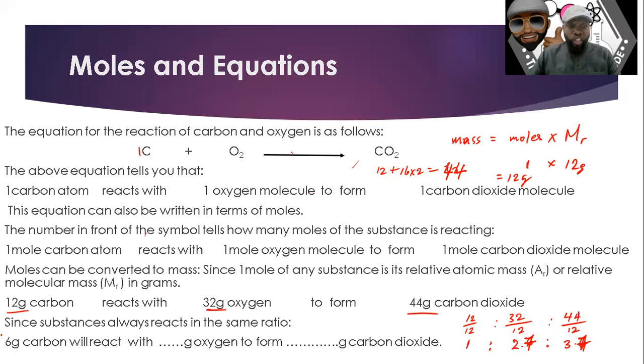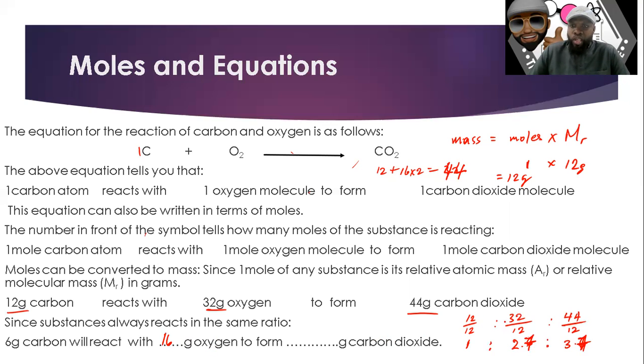So if I've got 6 grams of carbon, the amount of oxygen that is needed to react with that would be 2.7 times more. Okay, so 2.7 times 6 would give me what? 2.7 times 6 is 16. So the amount of oxygen would be 16 grams of oxygen.